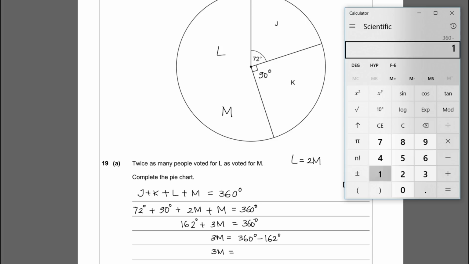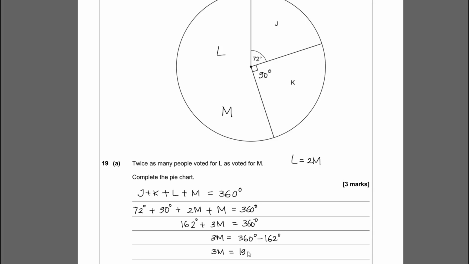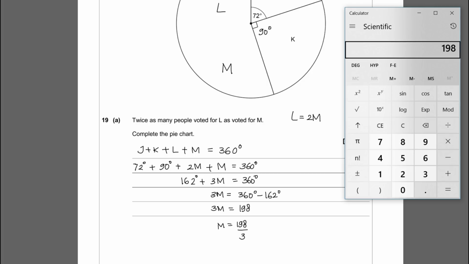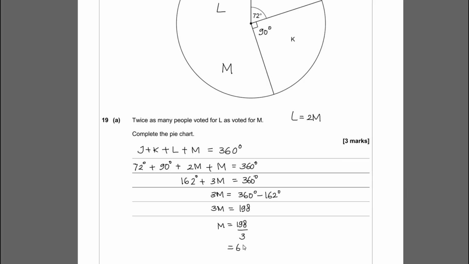360 take away 162 is 198. Then m is just 198 divided by 3. We have the number 198 divided by 3, so it's 66. 66 for m, that means L will be 2 times 66, and it will be 132.